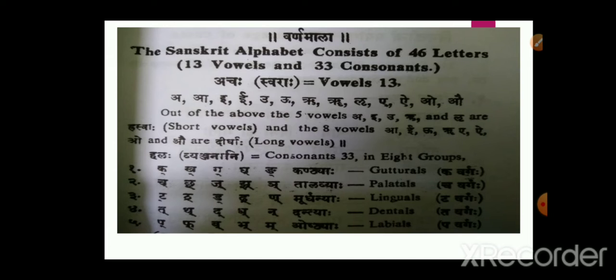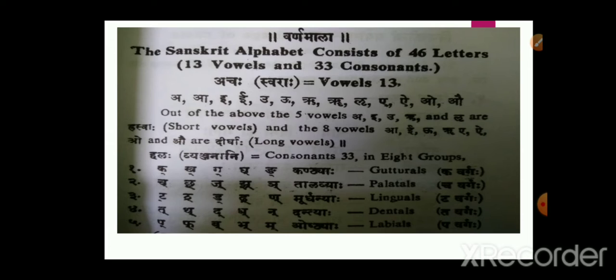Now let's see the next group, that is the third group, ta vargaha, which are called linguals. In Sanskrit it is called murdhanyaha. The group of ta vargaha is called murdhanyaha. Why is it called murdhanyaha, that is linguals? Because the sound comes from the tongue tip. When I am pronouncing these letters, the sound is coming from the tip of the tongue. Let's see what those letters are.